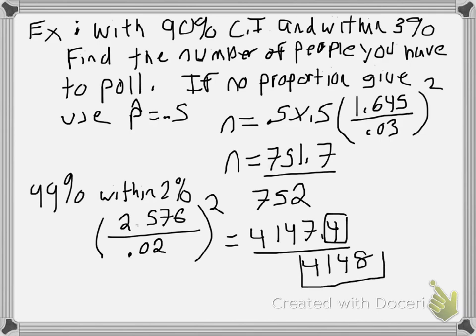So by becoming more confident and having less room for error, we all of a sudden went from 752 to 4,148 people that we needed to survey. So does how confident you want to be make a difference? Yes. Does the error that you want make a difference? Yes. Okay.